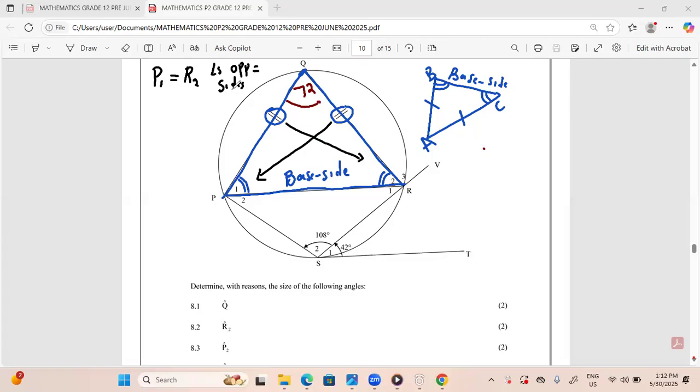Now in this diagram, in triangle QPR, we see that P1 equals R2, and they want us to calculate R2. So what we're going to do, we're going to say, okay, angle Q plus angle P1 plus angle R2 is equal to 180. This is the sum of angles in a triangle. When we add all angles in a triangle, we must get 180. We know that Q is 72. We know that P1 is equivalent to R2. So I can substitute P1 with R2.